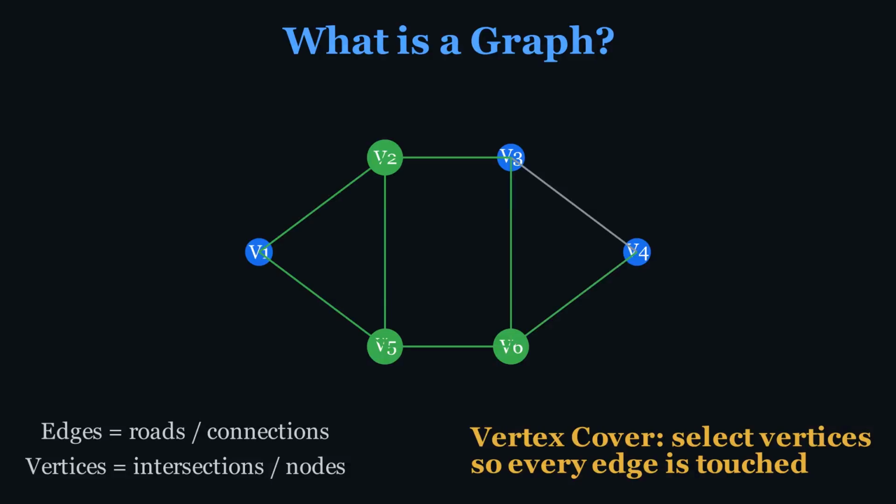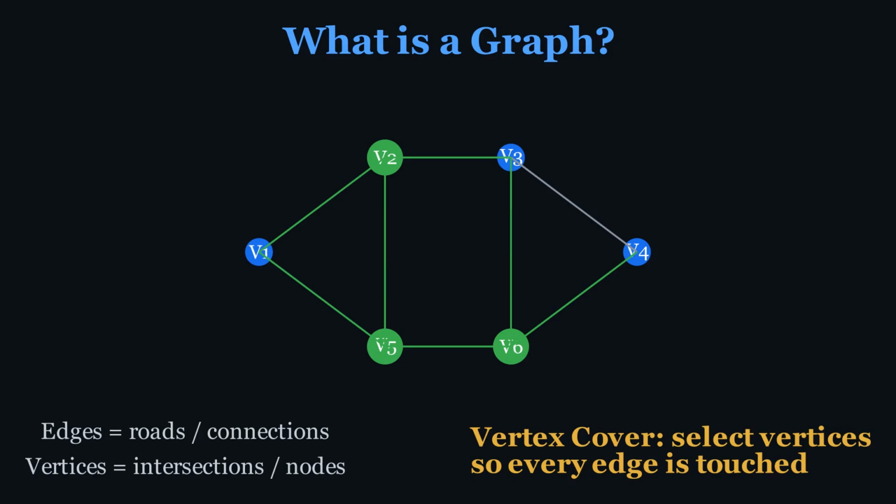A graph is just a clean mathematical model for relationships. Vertices represent objects, places, or decision points. Edges represent links, roads, cables, or dependencies between those vertices. Once we think in this language, many real systems become much easier to reason about.